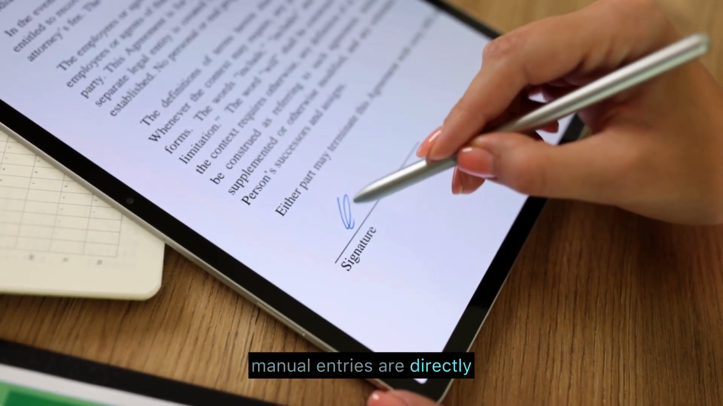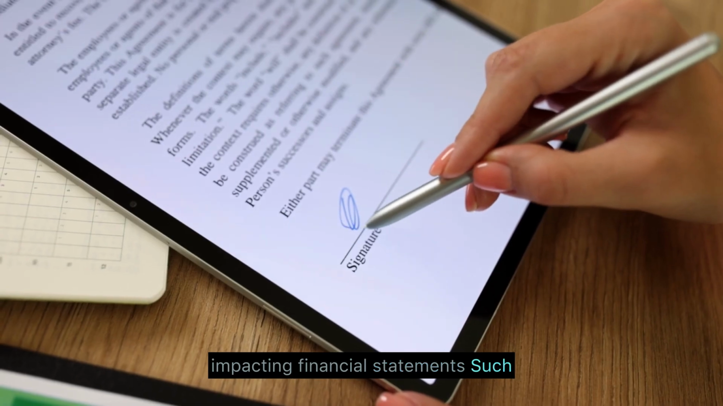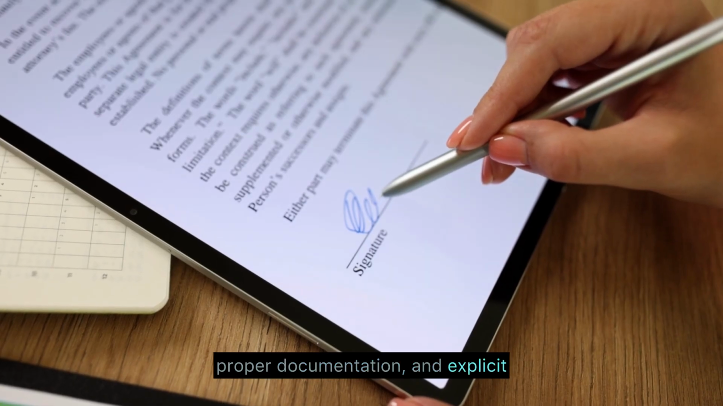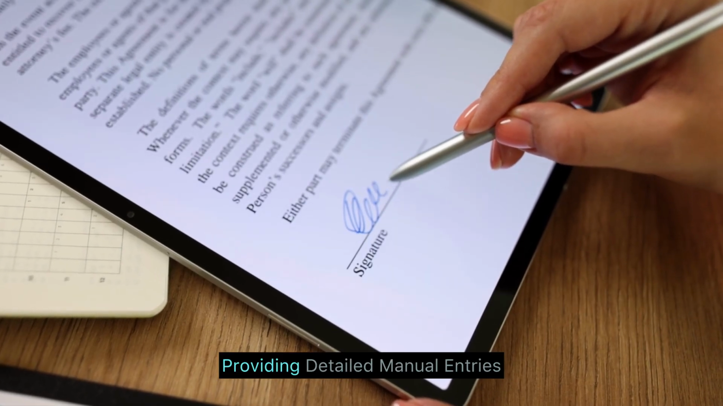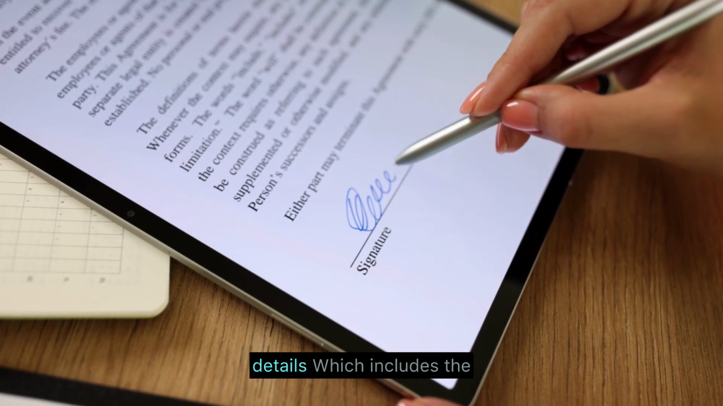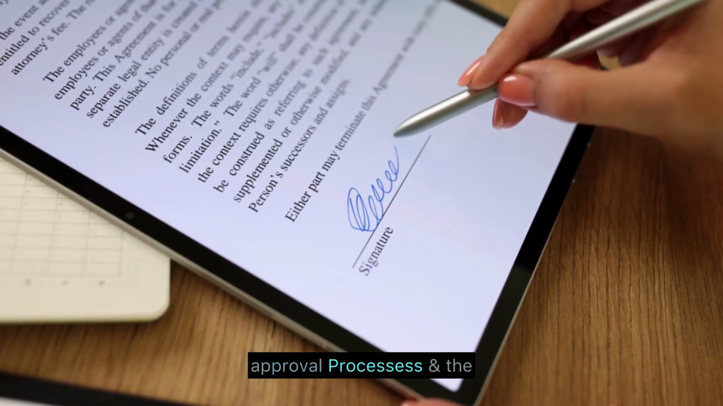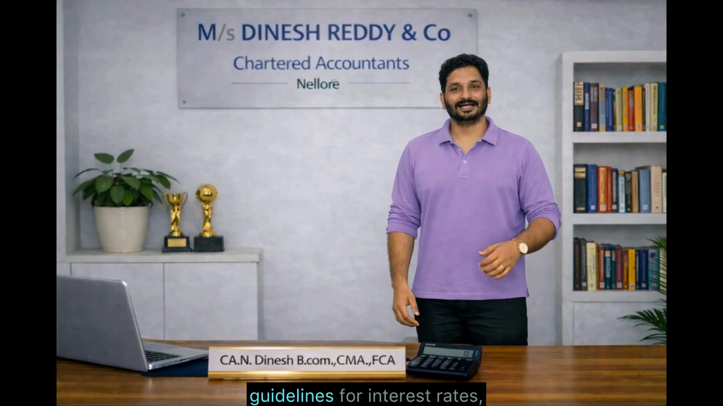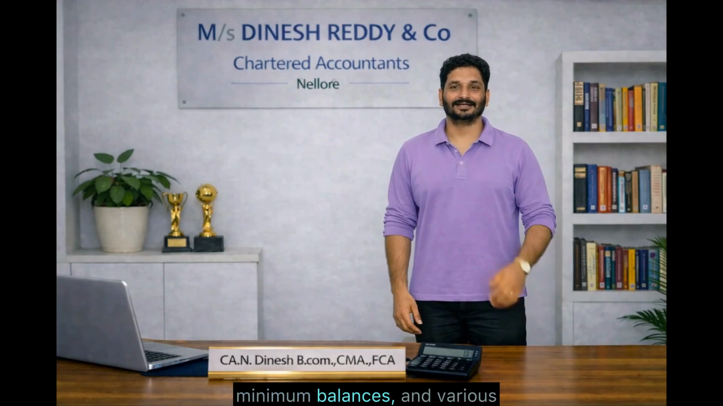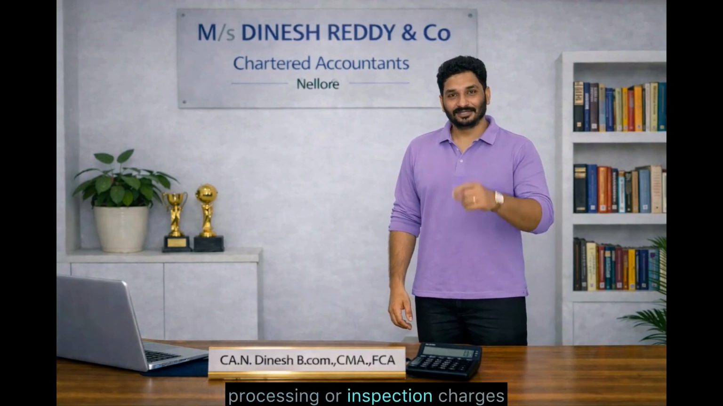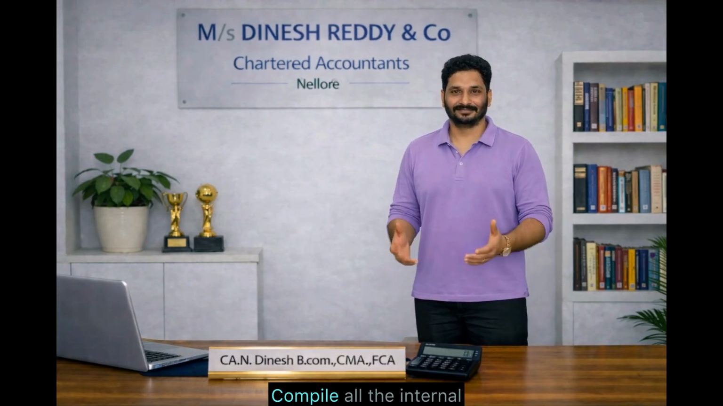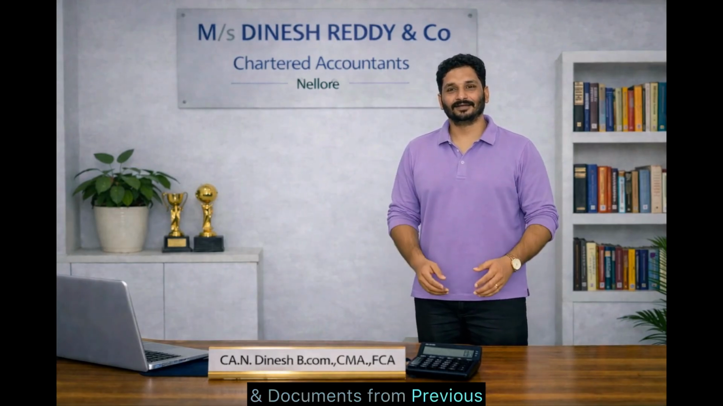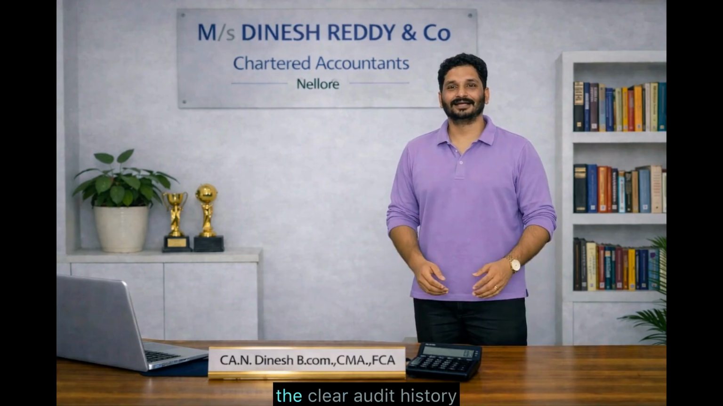Manual entries directly impact financial statements. Such entries require special scrutiny, proper documentation, and explicit approval from authorized officials. Provide detailed manual entry details, which include the approval processes and the supporting documents. Arrange all circulars and guidelines for interest rates, minimum balances, and various processing or inspection charges applied during the year. Compile all the internal and external audit reports and documents from previous financial years to maintain a clear audit history for the branch.